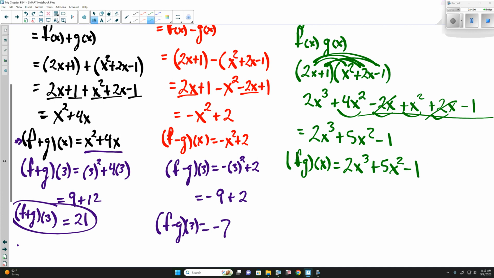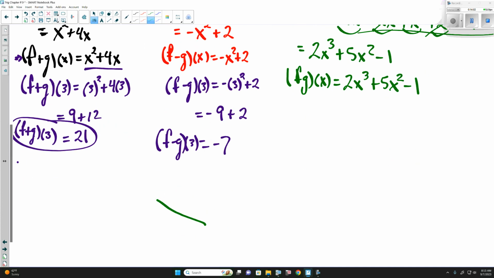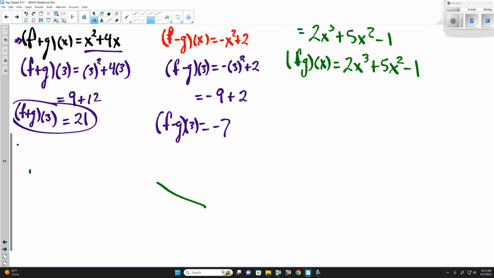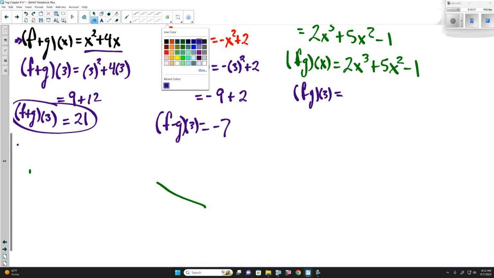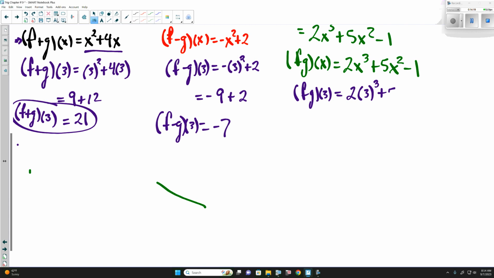And that's it. Now again, like with the previous two, we're going to find f times g of 3. Well, we'll plug 3 in. 2 times 3 cubed plus 5 times 3 squared minus 1. Now, again, at this point, just like we did in the graphing calculator, we could plug this in with 3's, let it do it for us.